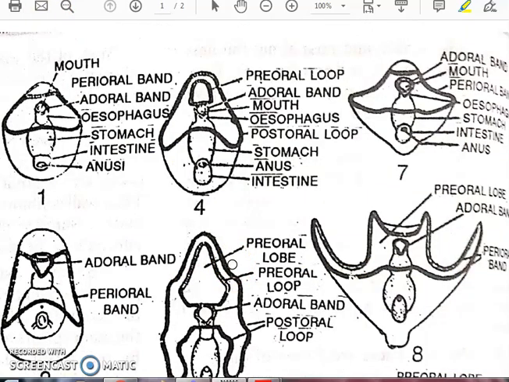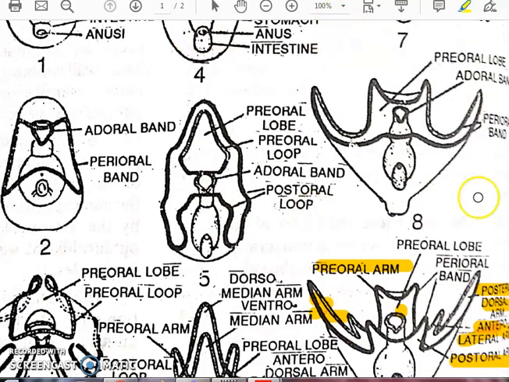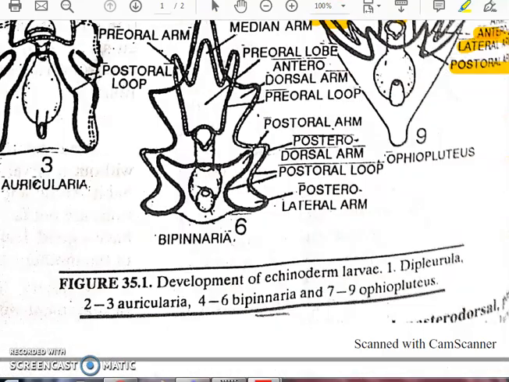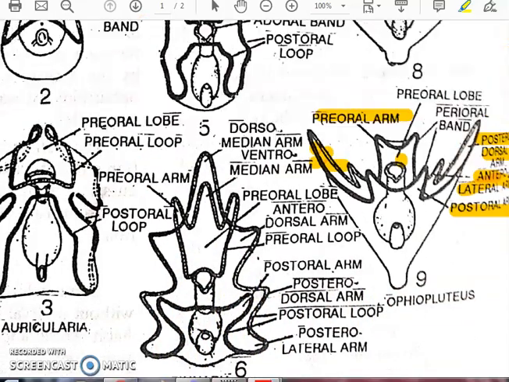As we have already studied the life history of starfish and the three larvae found in its life history, the first picture is depicting the Dipleurula larva. Then pictures 4 and 5 show the Bipinnaria larva, and the next picture shows the Brachiolaria larva. So we have already covered these three larvae, and I won't be repeating this.